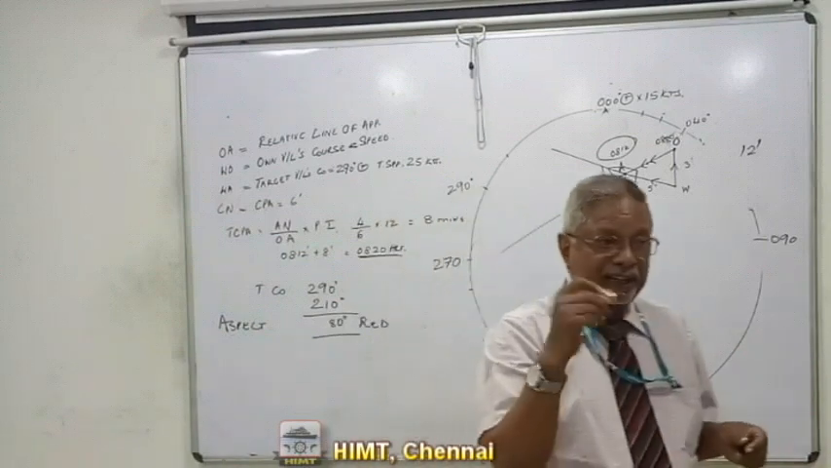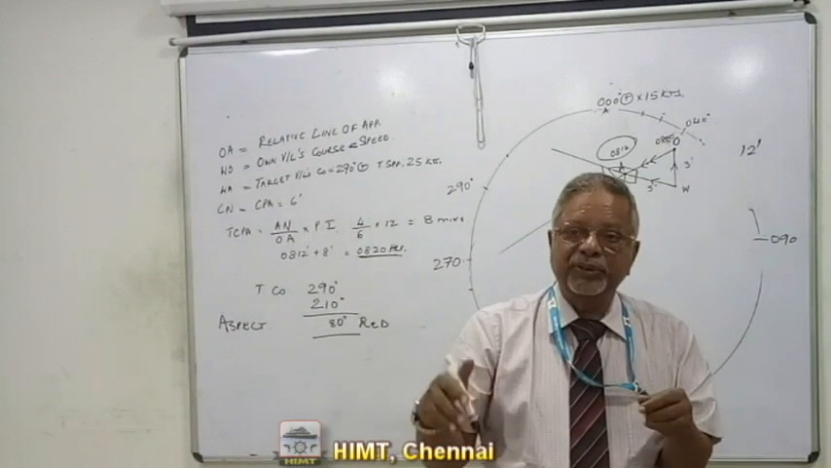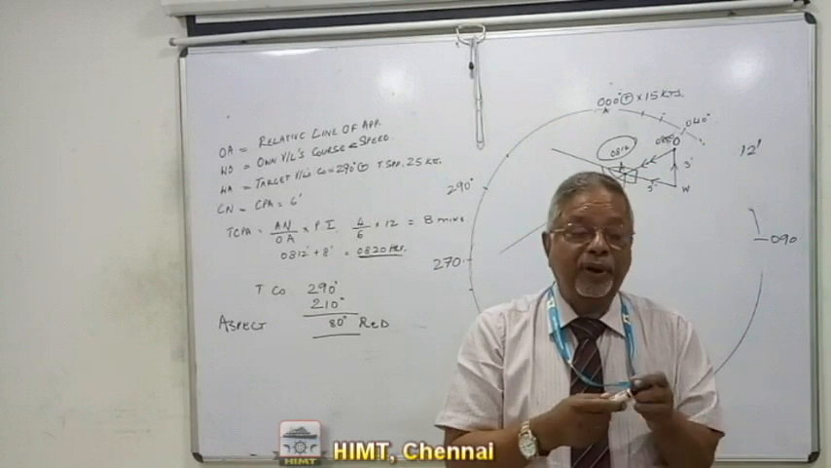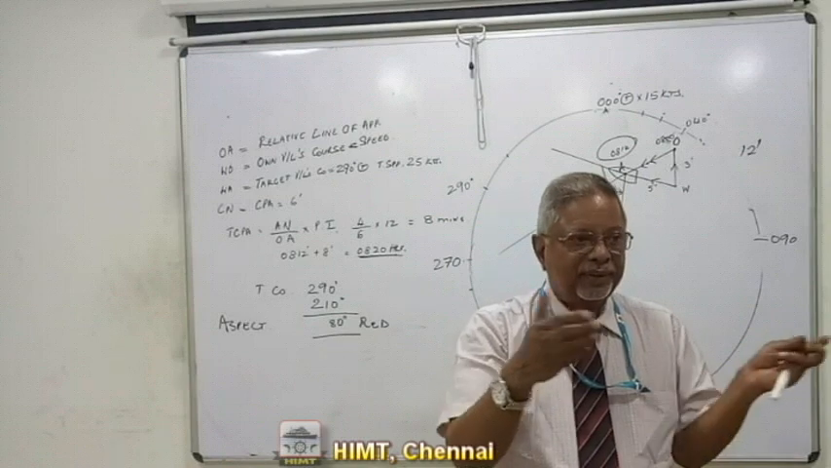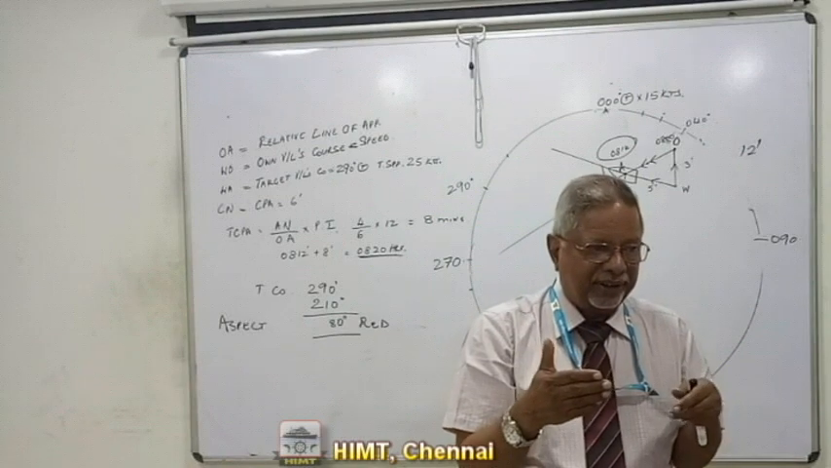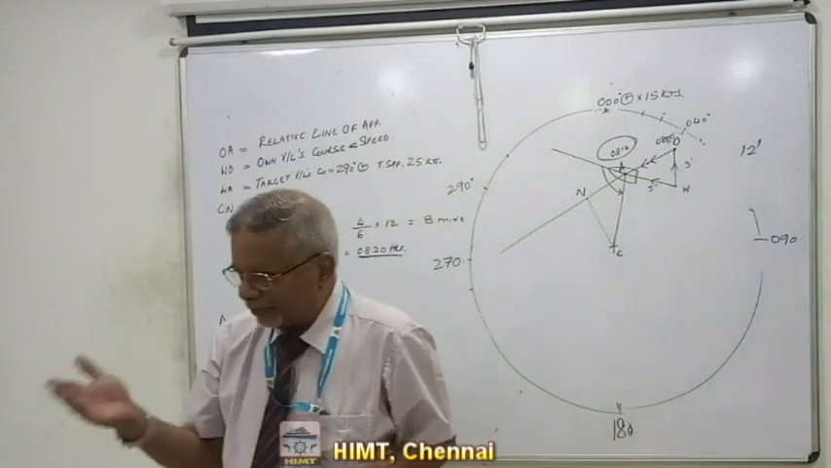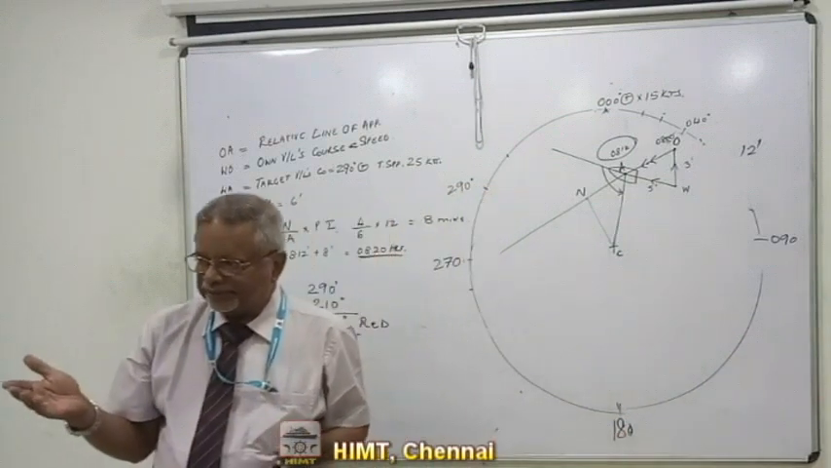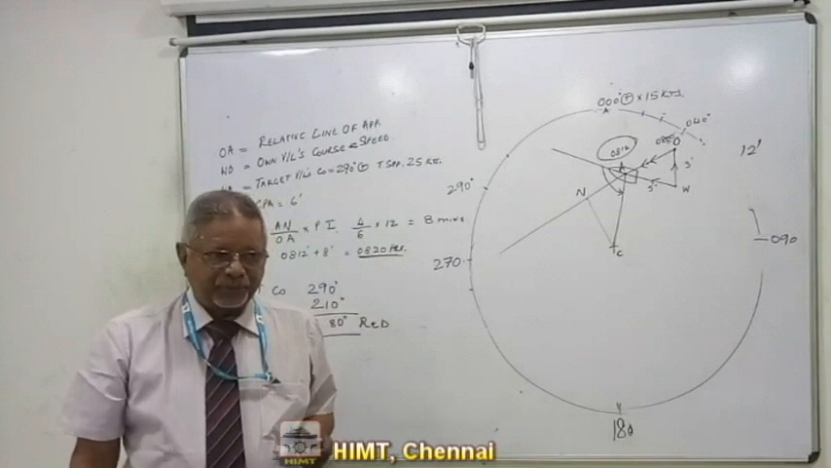Aspect is always how the target is viewing you. You are in the center of the screen. So whichever side you are from the target, it will be named red or green. If you are on the port side of the target, it will be red. If you are on the starboard side of the target, it will be green. And this is how you name the aspect.